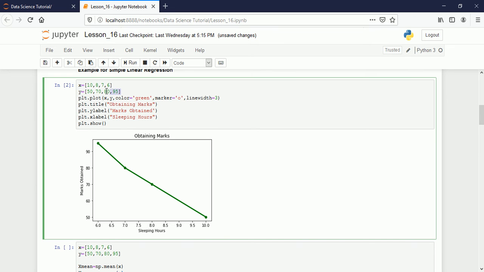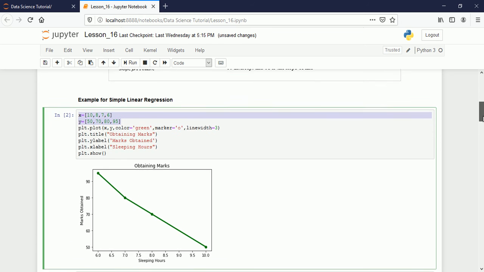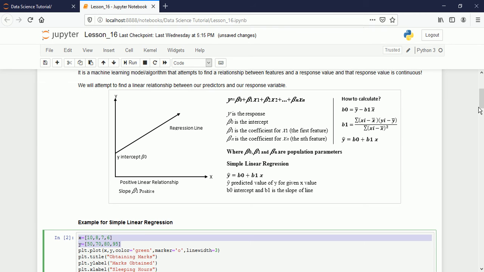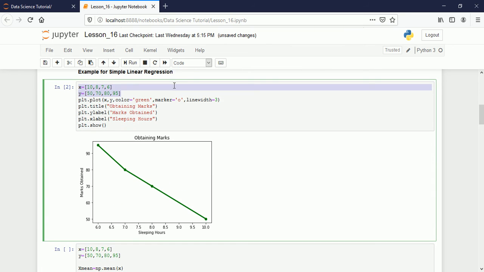Here it is simple linear regression. You have to remember, friends, in simple linear regression we have only one independent variable. But in multiple regression we have more than one independent variable. Here y is the dependent variable and x is the independent variable, shown in this graph, and the relationship between them is negative, because by sleeping more you get fewer marks, by sleeping less you get more marks. So it is shown in this form.